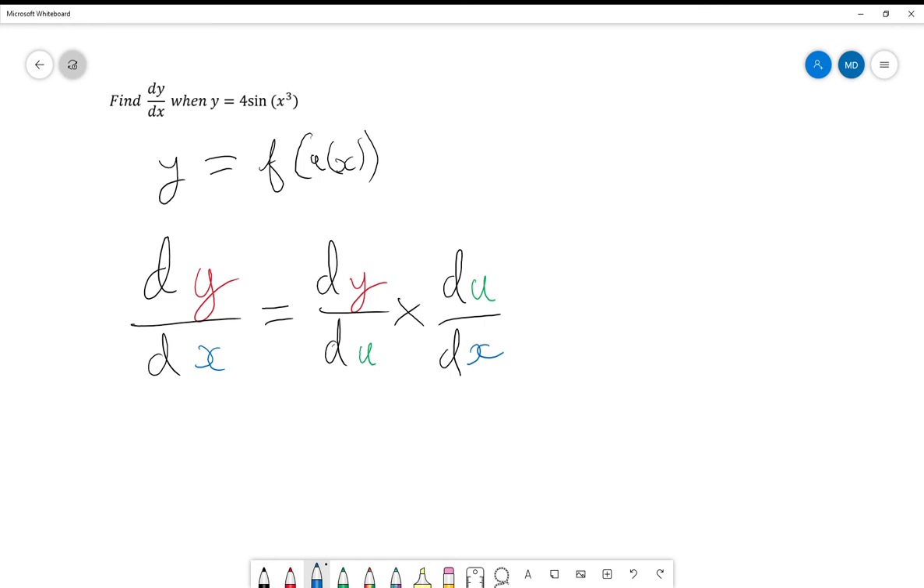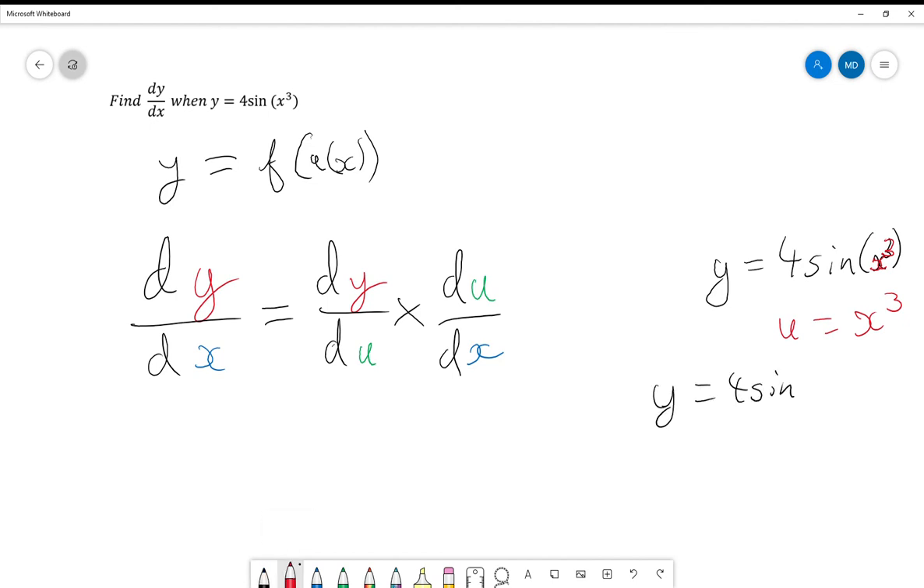Okay, how do we use this now? Well, we take our function y equals 4 sine of x cubed, and we pick our u. We're going to call this x cubed in red and say u equals x cubed. So now we have y equals 4 sine, and this is very important, of u, and u equals x cubed. And now we can find those two derivatives. The two things we need to know are dy by du and du by dx.